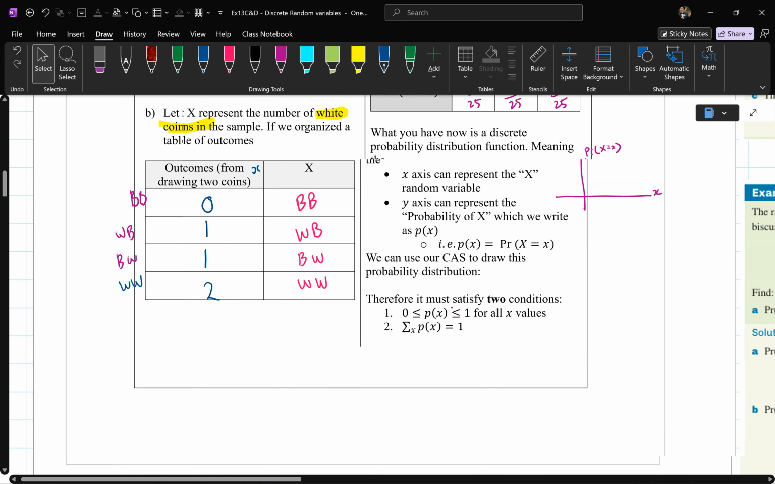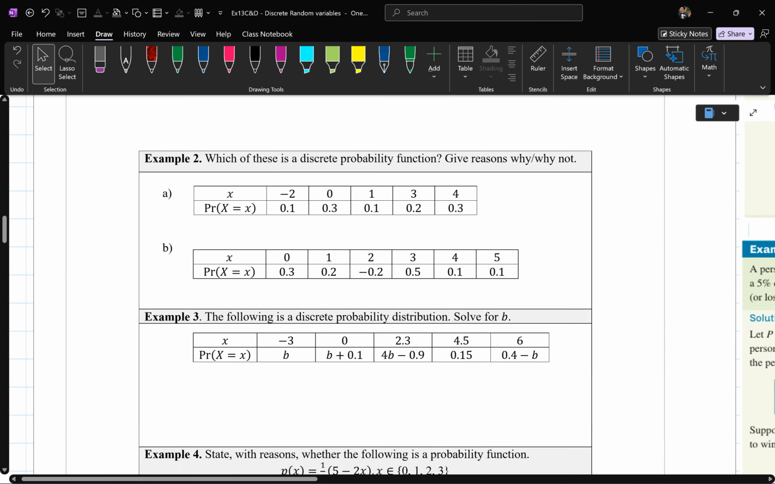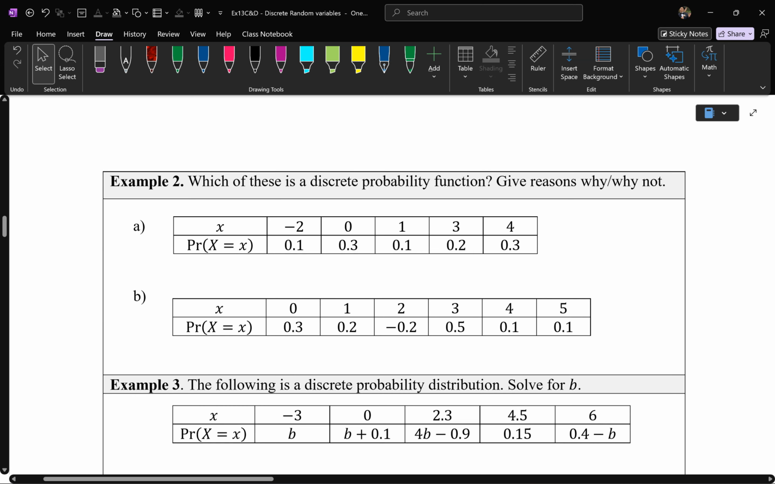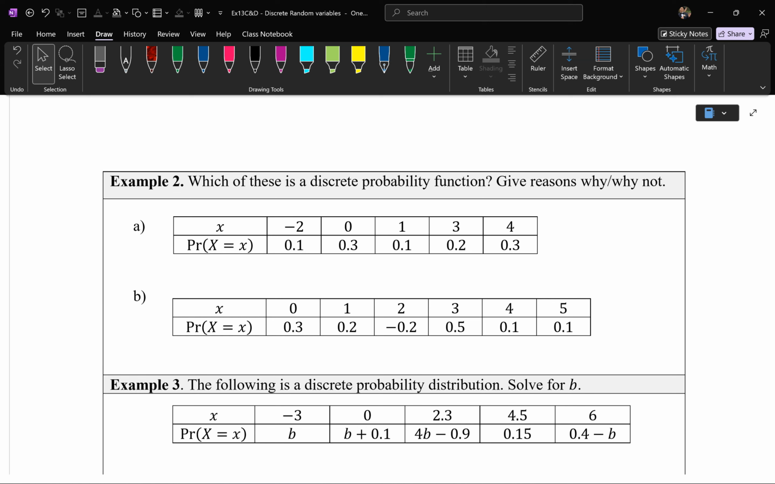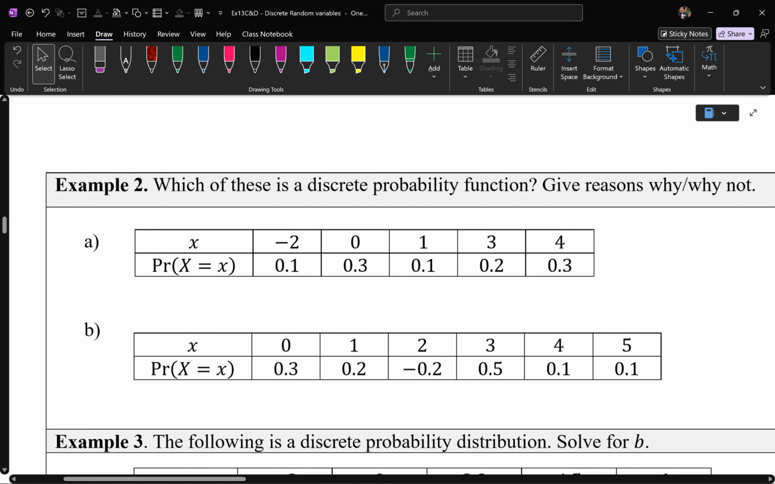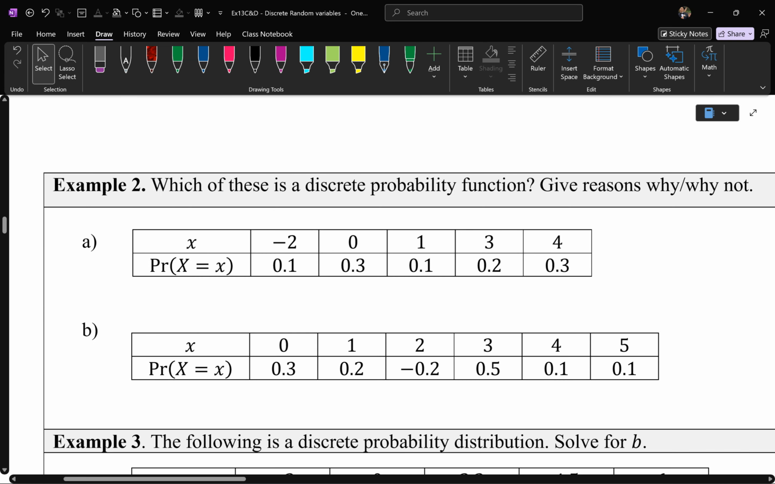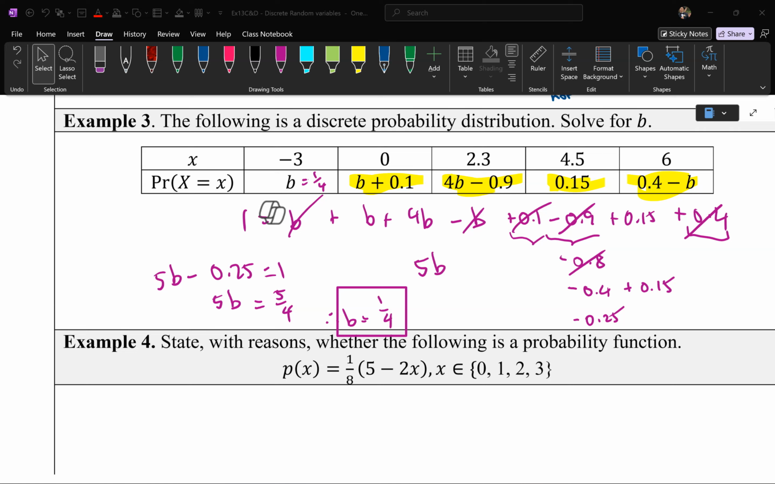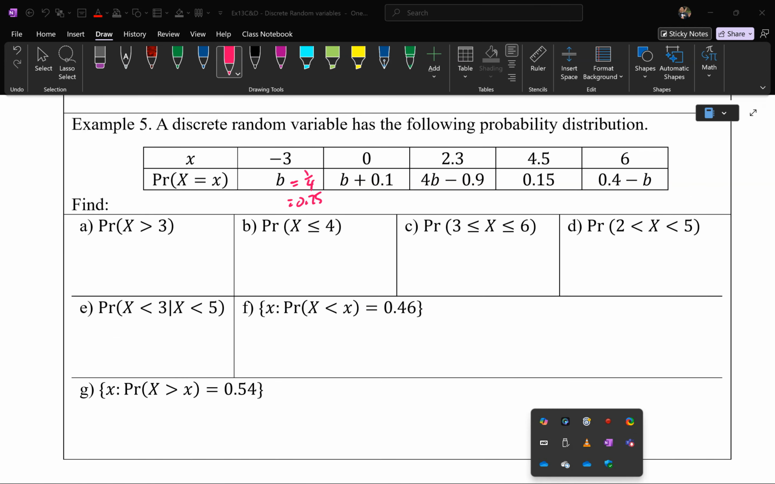So let's now put to the test our understanding. Flip over the page, and this is our last page over here. So let's have a look. Example 2, which of these is a discrete probability function? Give reasons why or why not. Have a look. I'm going to give you 2 minutes to have a think. It's 9:28. So by 9:30, you should have a response for example 2. What are some things to look out for? Is this a discrete probability? 2 minutes. Let's go. State with reasons whether the following is a probability function or not.